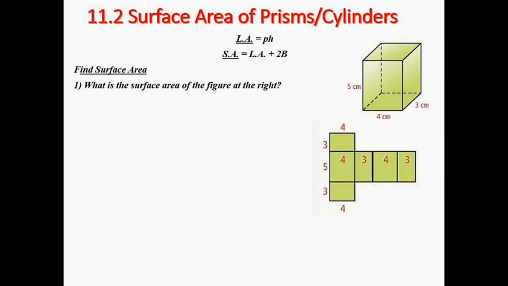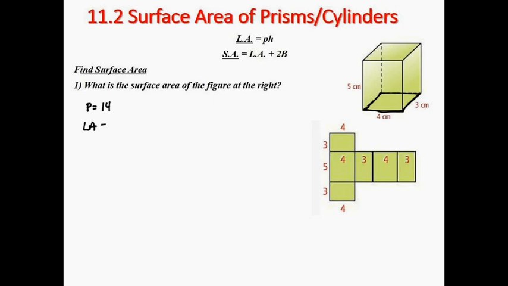What is the surface area of the figure at the right? So in order to find the surface area, I'm going to start off by finding the lateral area first. Lateral area being perimeter of the base times the height of the figure. So to find the perimeter of our base, we've got 4 and 3 and 4 and 3 because we're looking at the perimeter of the bottom square, or rectangle, I guess in this case. So 4 plus 3 plus 4 plus 3 gives us 14, so our perimeter is 14.